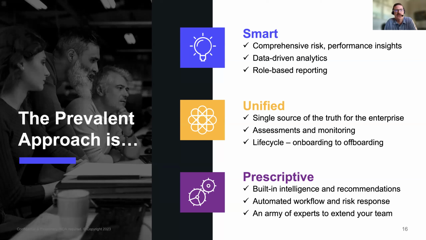I think it's my last one. Yeah. So our goal for you, our approach, is to help your organization accomplish 3 things: help you be much smarter in how you approach third-party risk through performance insights, analytics, role-based reporting, to tie back to that first goal we talked about, making good risk-based decisions. Second, give you a single source of the truth for the enterprise, combine assessments and monitoring in the same solution, and look at risk across the lifecycle in a unified fashion, and tying back to that first slide, to knock down the silos.